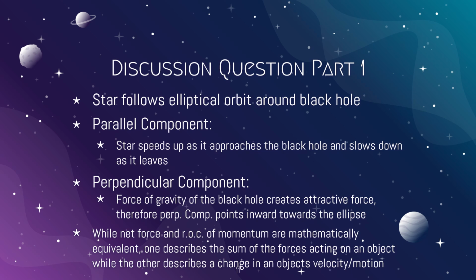And this is because it's breaking up the net force, which is just the force of gravity of the black hole on the star. And so the difference between the net force and the rate of change of momentum, while they're mathematically the same, one is describing the sum of the forces acting on an object, while the other simply describes changes in the object's velocity and motion. So it's kind of just two different ways of looking at the same value.